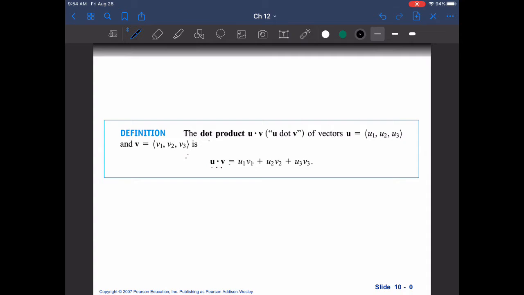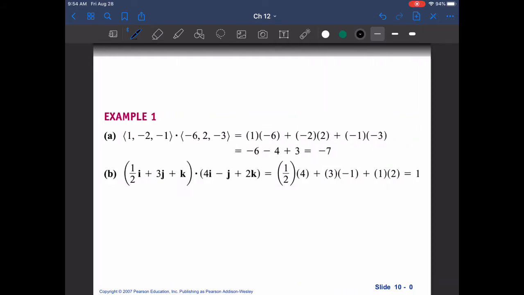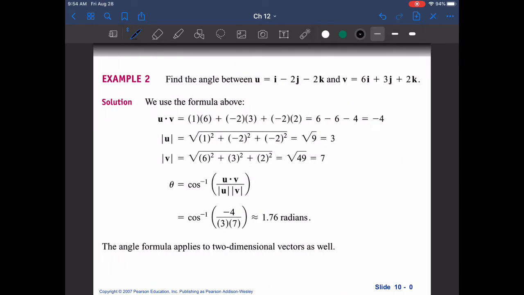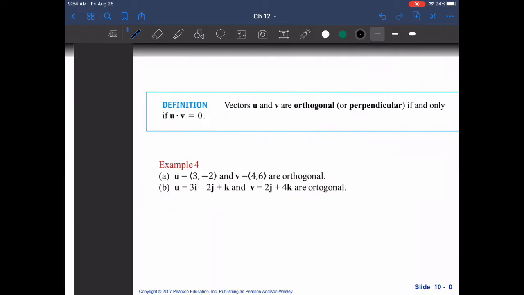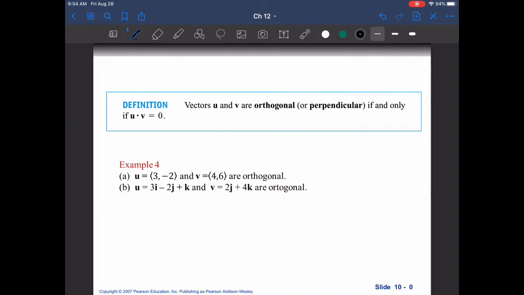And so, of course, that would mean if you had two vectors that were perpendicular, then they have no parallel components, and your dot product will be 0.